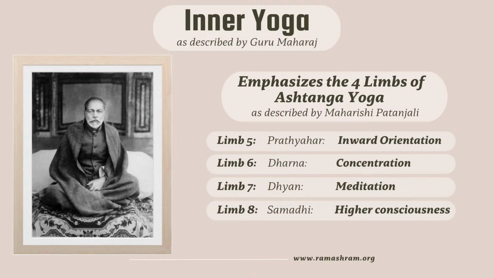And thanks, Yuan, for sharing the slide. So inner yoga, as described by my grandfather, Guru Maharaj, emphasizes 4 limbs of the 8 limbs of Ashtanga Yoga, as described by Maharishi Patanjali, one of the founding fathers of yoga philosophy. These are inward orientation, concentration, meditation, and the resulting higher consciousness.